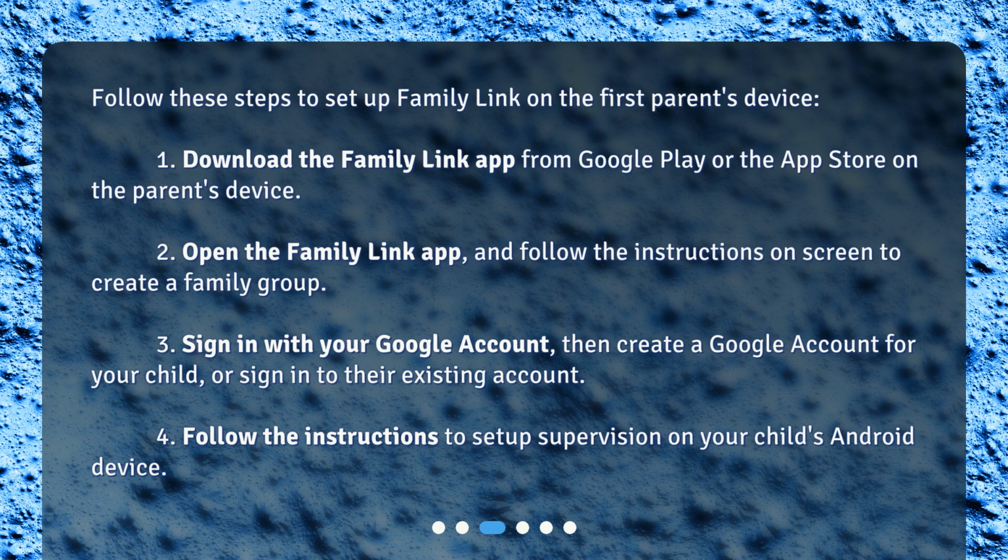2. Open the Family Link app and follow the instructions on screen to create a family group. 3. Sign in with your Google account, then create a Google account for your child, or sign in to their existing account. 4. Follow the instructions to set up supervision on your child's Android device.